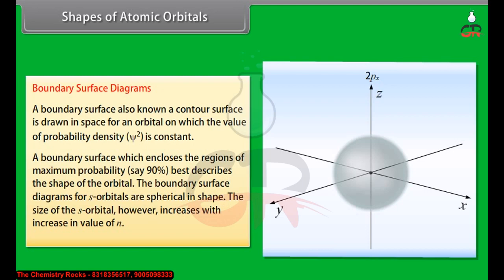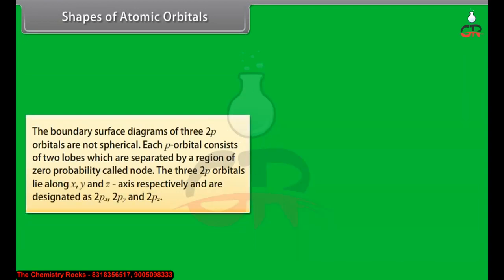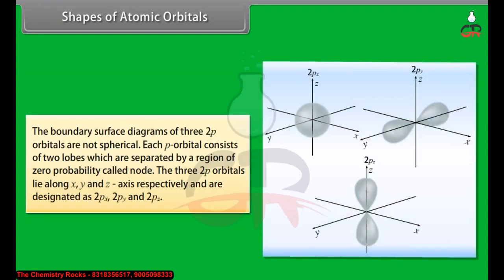The boundary surface diagrams for s orbitals are spherical in shape. The size of the s orbital, however, increases with an increase in the value of n. The boundary surface diagrams of the three 2p orbitals are not spherical. Each p orbital consists of two lobes which are separated by a region of zero probability called a node. The three 2p orbitals lie along the x, y, and z axes respectively and are designated as 2px, 2py, and 2pz.